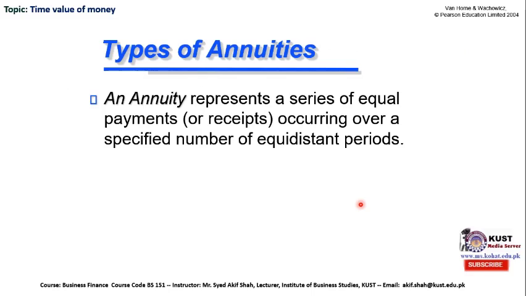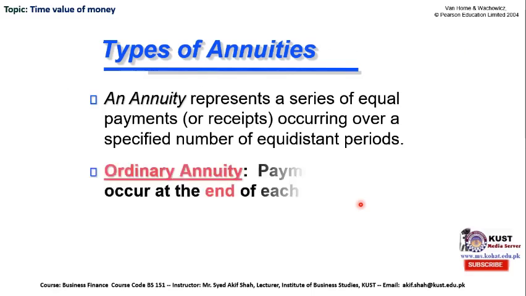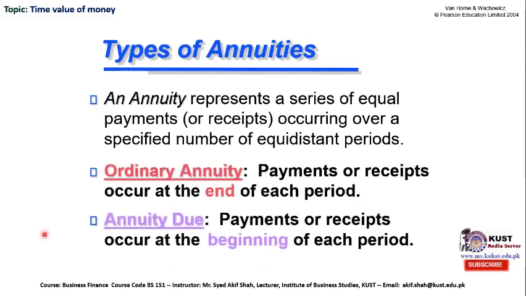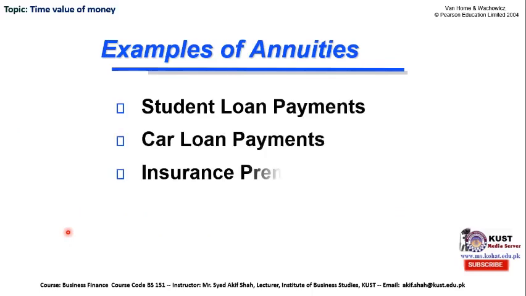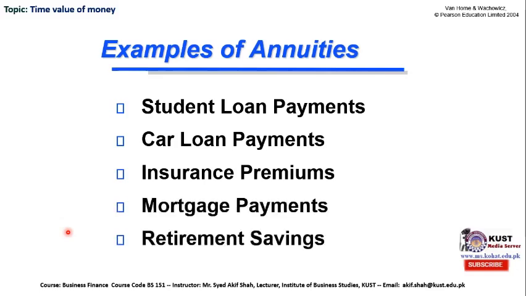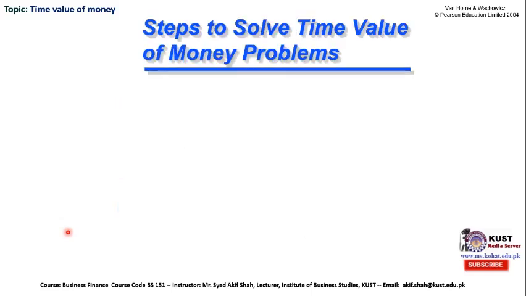So in our previous lecture, we have explained the annuity and the types of annuities. Therefore, we'll quickly switch to the next slide, which were ordinary annuity and annuity due. And then we have explained a certain number of examples like student loan payment, car loan payment, insurance premium, mortgage payments, retirement saving as annuities examples.